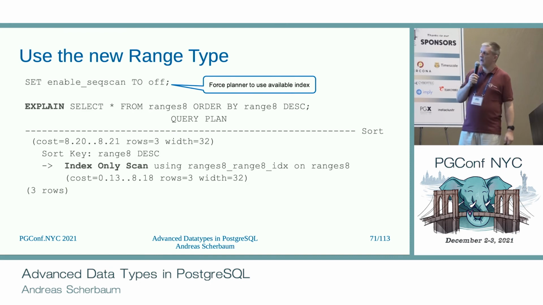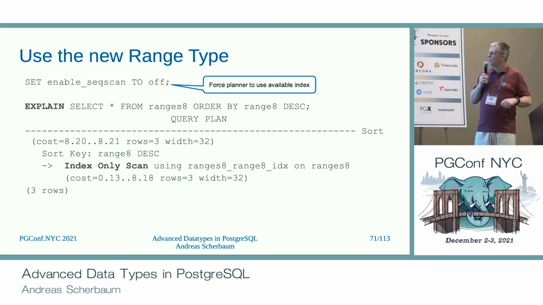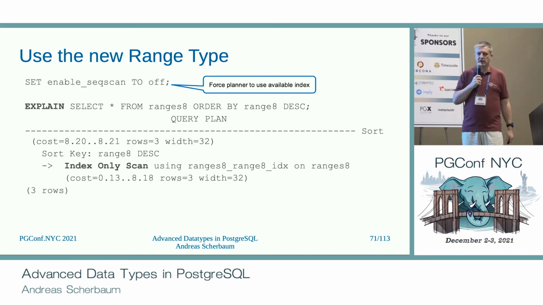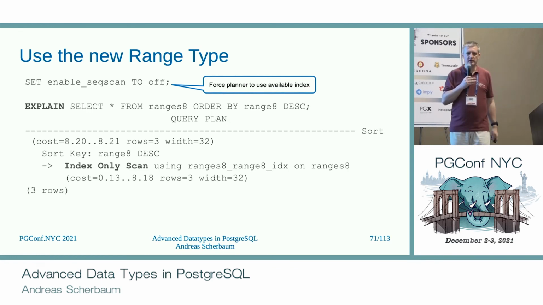And I can check if my index is used. So I switch off sequential scan, so I need to cheat here because I don't have enough values in my table. I do an explain on my select, and you see Postgres is using the index I created on this column, which means no matter how big my table is, it can use this one to sort a result set.